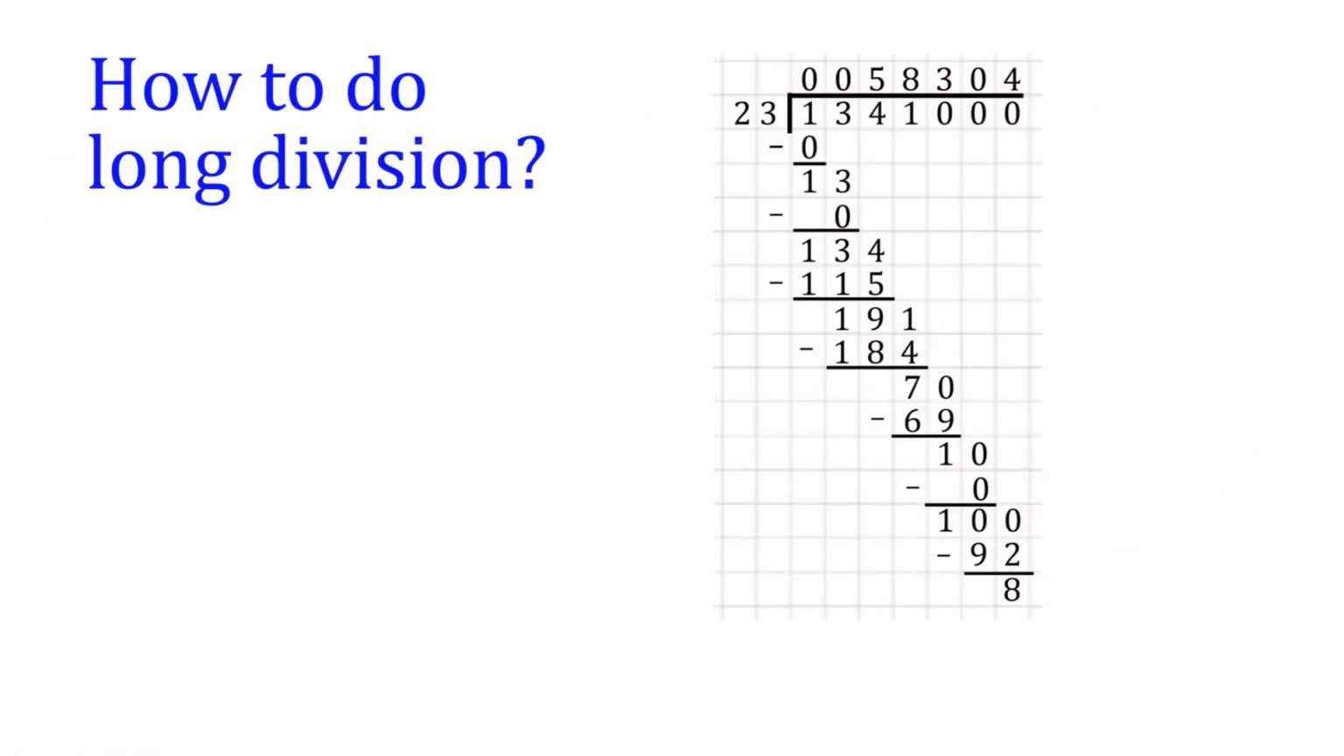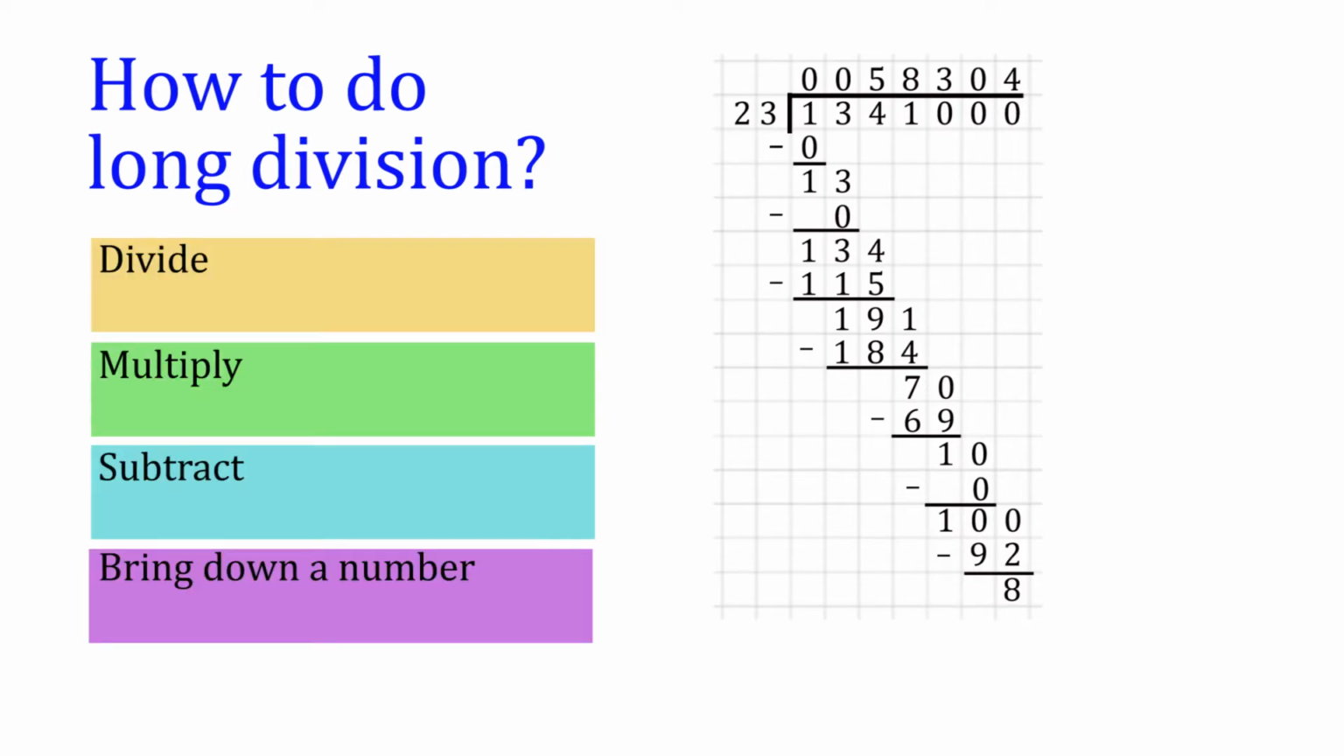In this video, we will look at how to do long division. When doing long division, there is a sequence of tasks that we have to do which repeats until we complete the long division. First we divide, then we multiply, then we subtract, and then we bring down a number. This will become clearer in a minute. Let's start with a division that has no remainders.